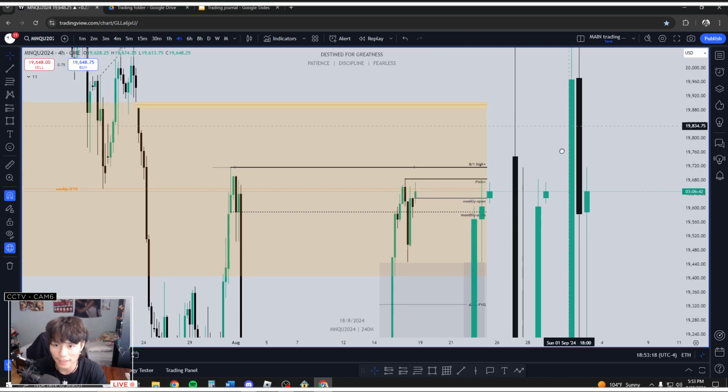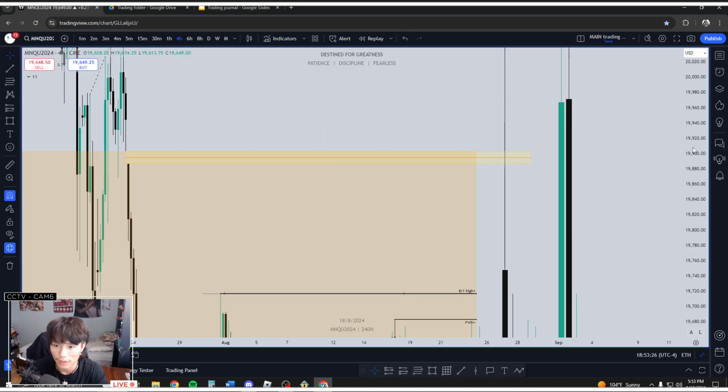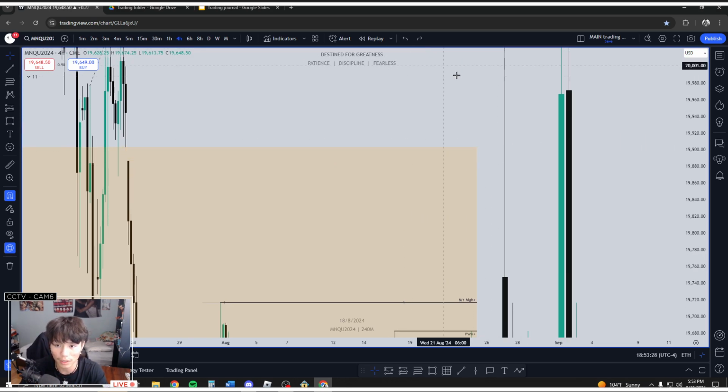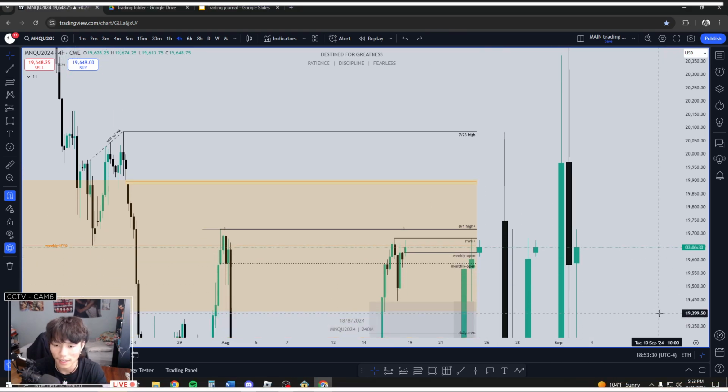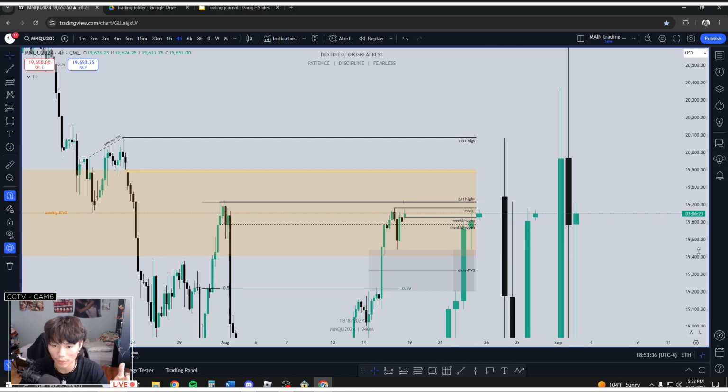And this yellow tinted box here, this is a volume imbalance. So I do want to see prices rebalance that and actually fill it in. So that could be a draw on liquidity as well. And draw on liquidity, basically, is the objective for price.